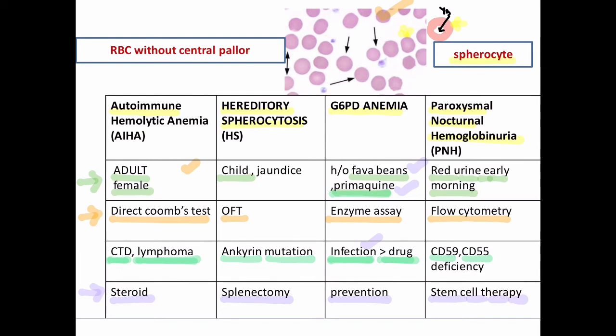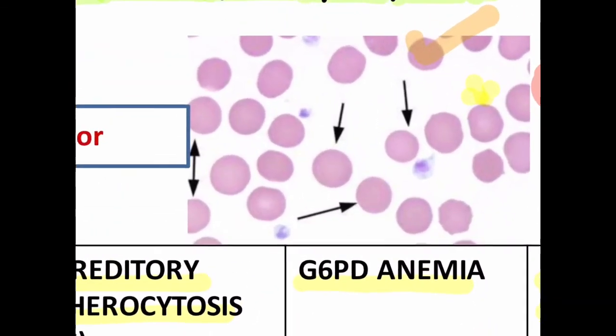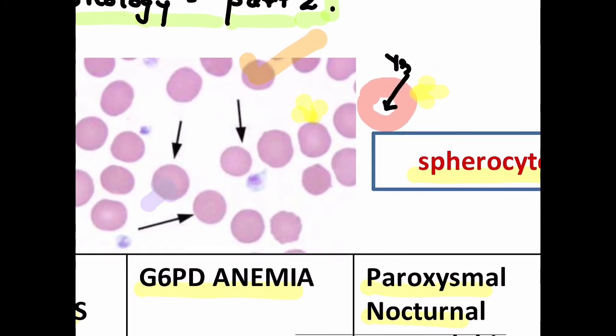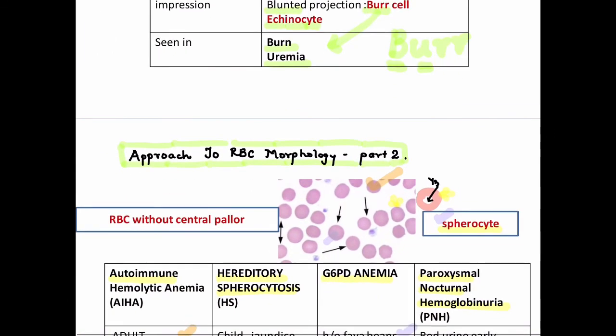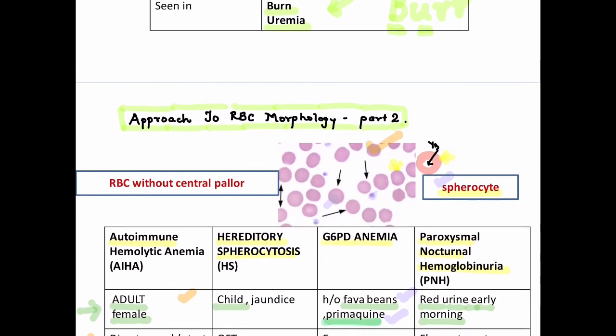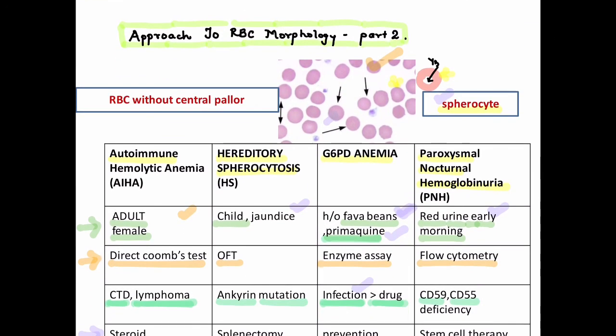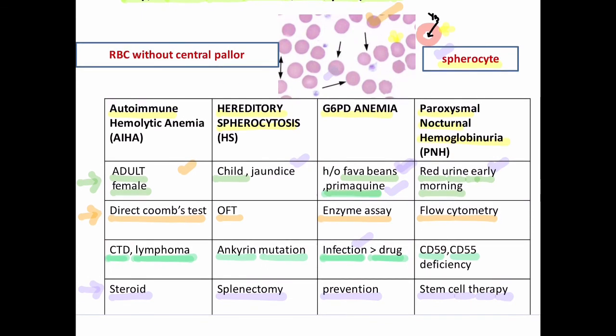So we have discussed multiple questions in one slide. First thing is, if you see this smear, just recognize these are cells without central pallor. So these are spherocytes. And after that, think of these four diseases, and if you have multiple choices in one question, then look for these key features, and after these key features they can ask you investigation of choice, most common cause, or treatment of choice.